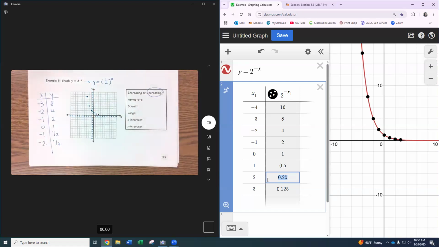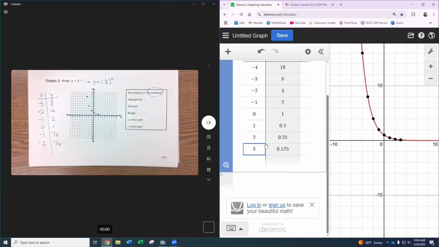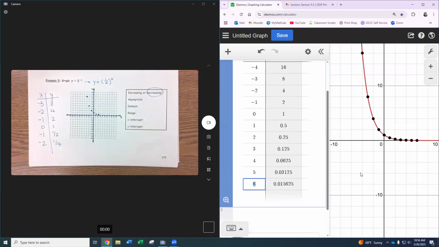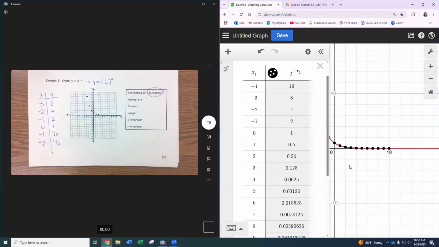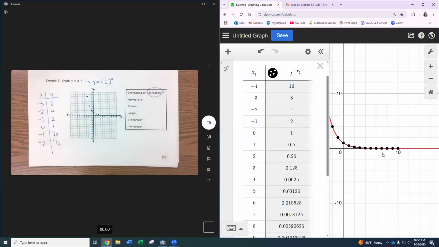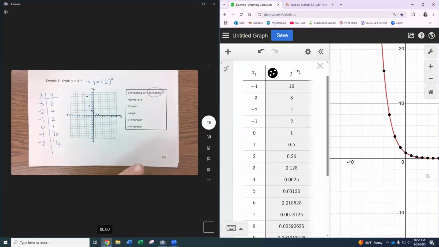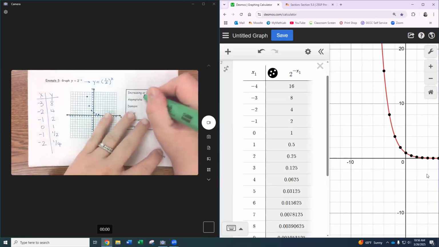Okay. And now we need to talk about where that asymptote is. If I keep going along this x, you can see that those numbers are getting closer and closer to 0, but they are never actually going to touch it, right? So we have the same horizontal asymptote at y equals 0.